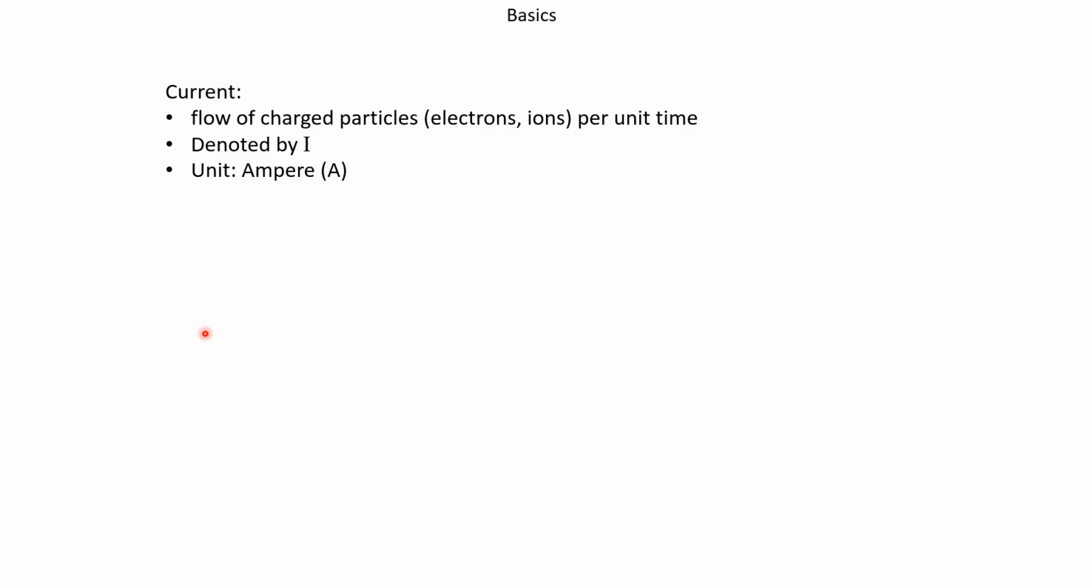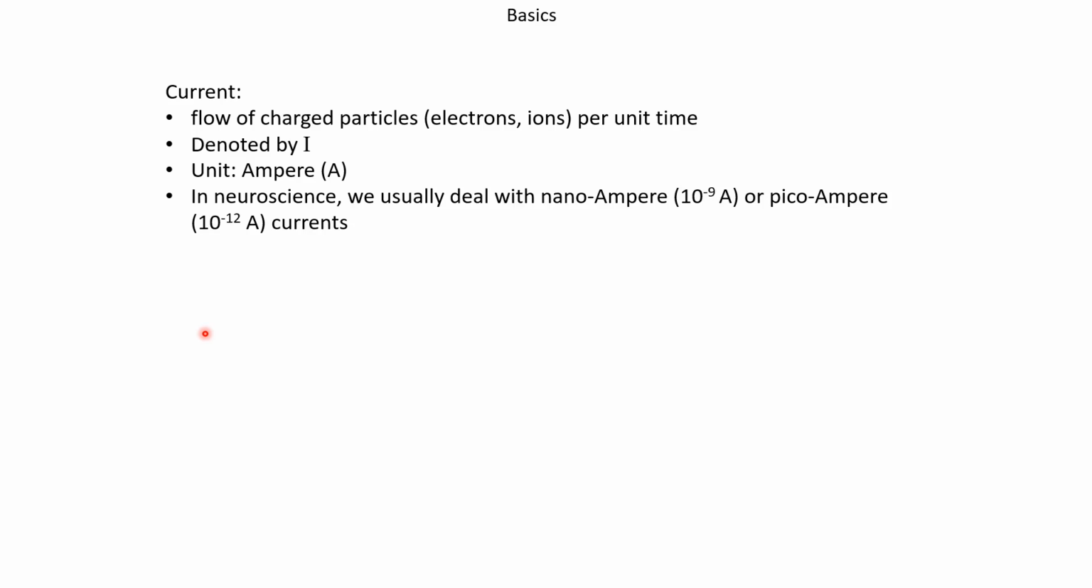But 1 ampere is actually a lot of current, and we do not see these kinds of currents in actual neural circuits. The levels of current that we more often deal with are on the order of nanoamperes or picoamperes. A nanoampere is 10 raised to the power minus 9 ampere, and a picoampere is 10 raised to the power minus 12 ampere. These are the levels of currents that we might encounter in a neuron.